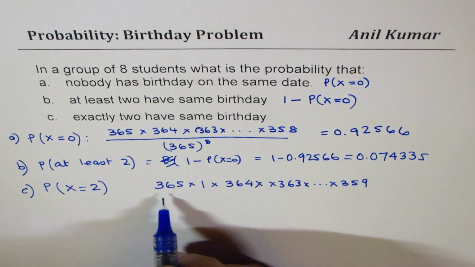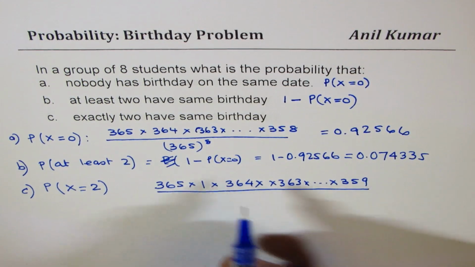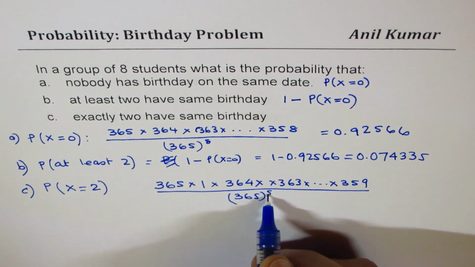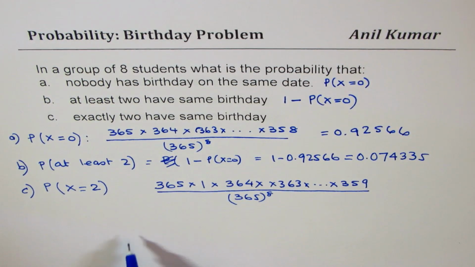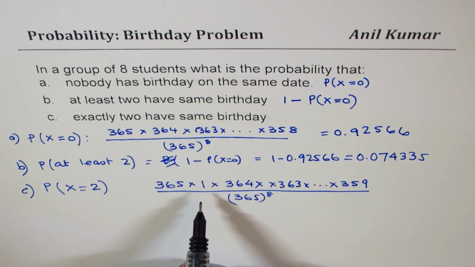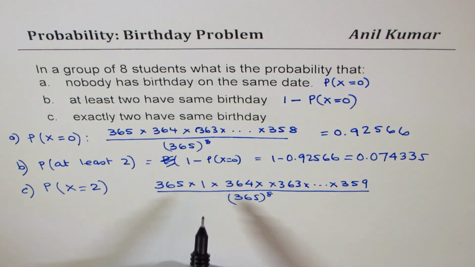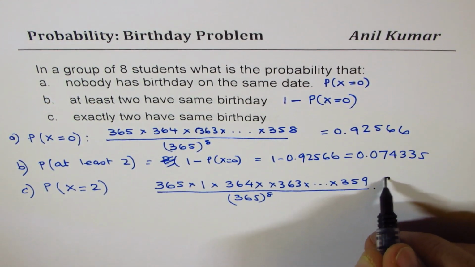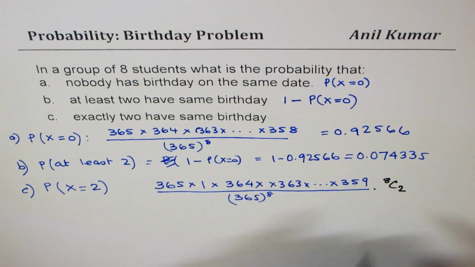359, correct? Divided by 365. These are the total number of options for 8 people having birthdays. Now, it is important to understand that any 2 out of 8 could have that common birthday, right? Any 2 out of 8 could have this common birthday. Therefore, this should be multiplied by the combination 8C2.